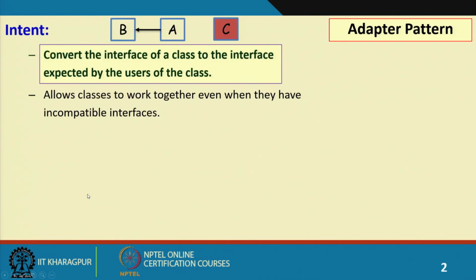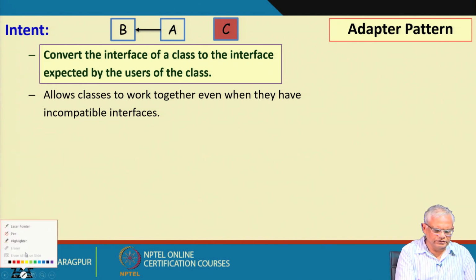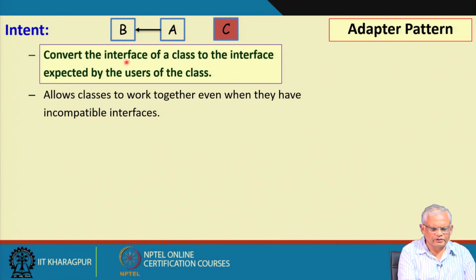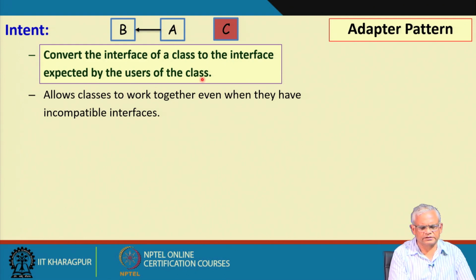The intent of the adapter pattern is to, as is written here, convert the interface of a class to the interface expected by the users of the class. Let me just explain the meaning of this.